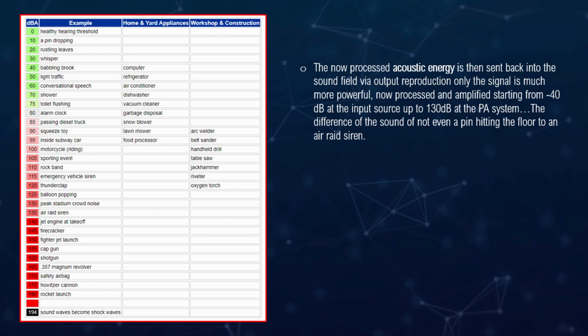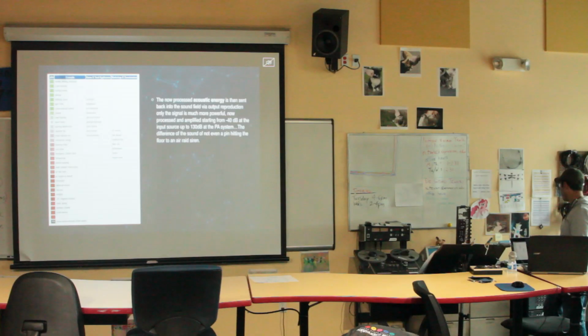The now processed acoustic energy is then sent back into the sound field via output reproduction. Only now it's processed and amplified, starting from negative 40 dB with the signal at the input source to 130 dB plus at the PA, depending on who's playing. Some people are louder than others. So it's the difference between a pin hitting the floor and an air raid siren.